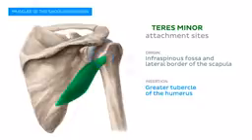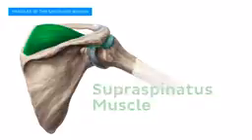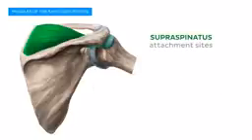And finally, muscle number 4 of the rotator cuff is this one here highlighted in green for you, and it's called the supraspinatus muscle.